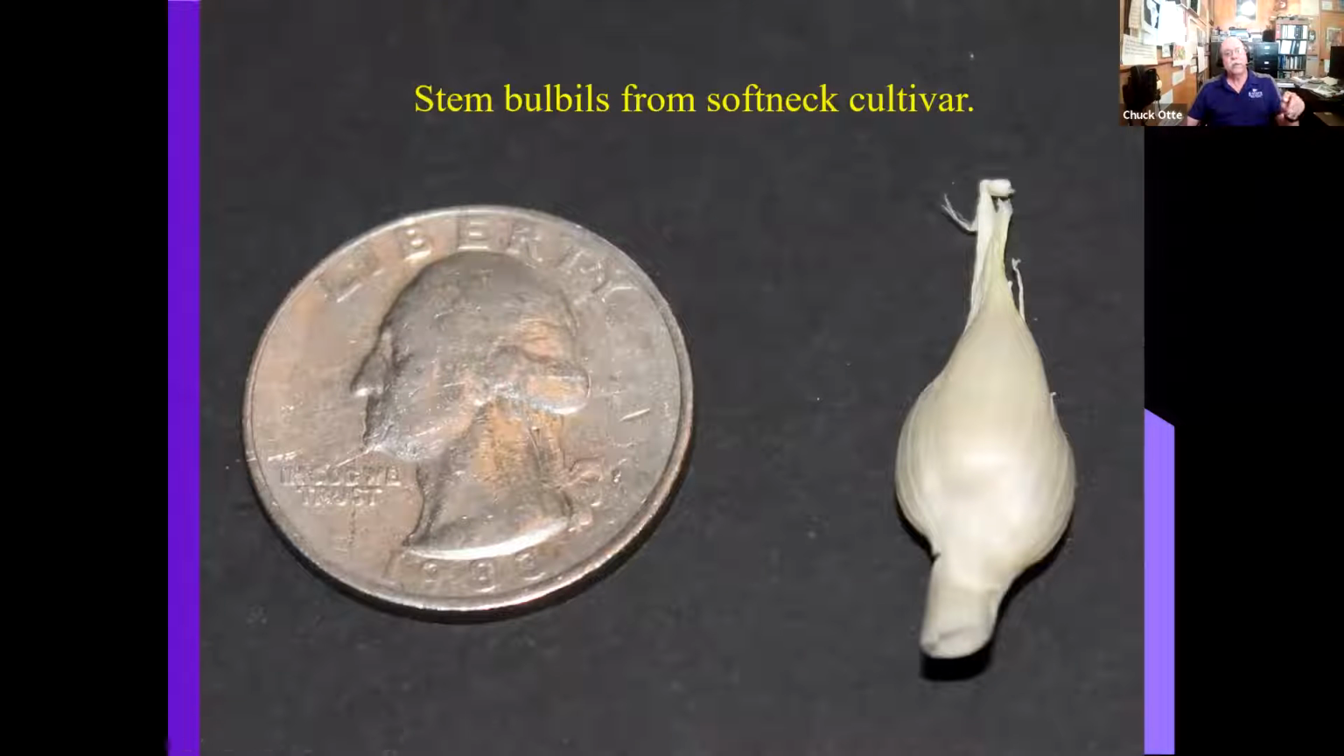Now, the soft necks, while they don't send up a flower stalk, sometimes they will have bulbils on the stem or the pseudostem. This will usually be just an inch to 3 or 4 inches above the bulb. Fewer bulbils in there, they're larger. You can see in relation to the quarter. So there may be three bulbils in here, and I'll go ahead and plant those out this year as well.